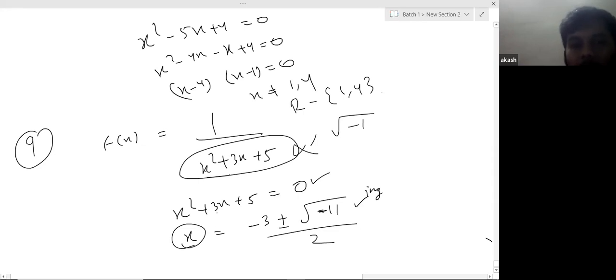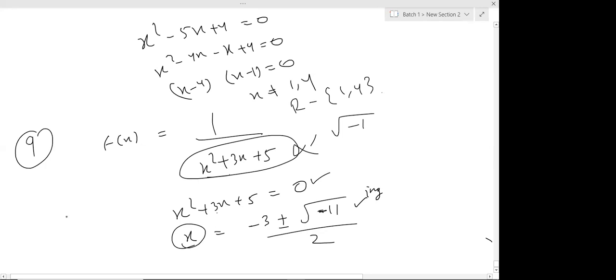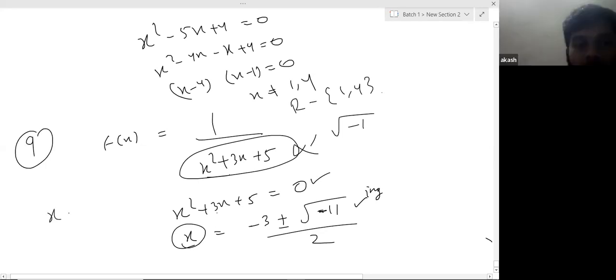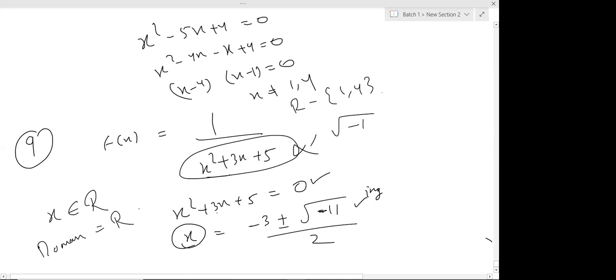And we are getting problems only because the denominator becomes 0, but this will never become 0. So you can put the value of x as anything. So the domain is R. Yes, sir. Clear?